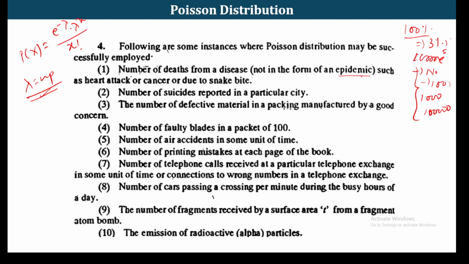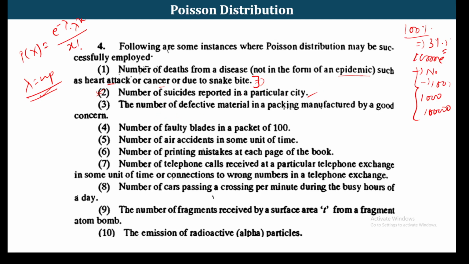So, number of deaths from a disease, not in the form of an epidemic. It is not the case of, say, a virus going around, like the COVID virus or the 1920 virus. But it is some case like a heart attack, cancer, or a snake bite. So the sample or population is very high, but the chances of occurrence are very low. If you see in a question the number of suicides reported in a particular city, that will always be low. So in that case, you can apply the Poisson distribution.